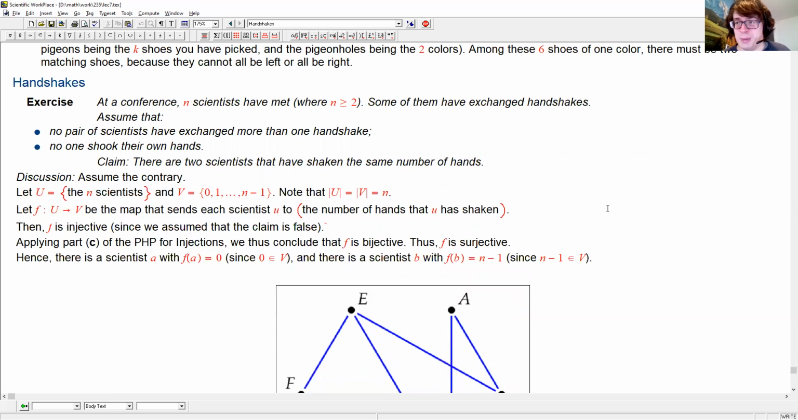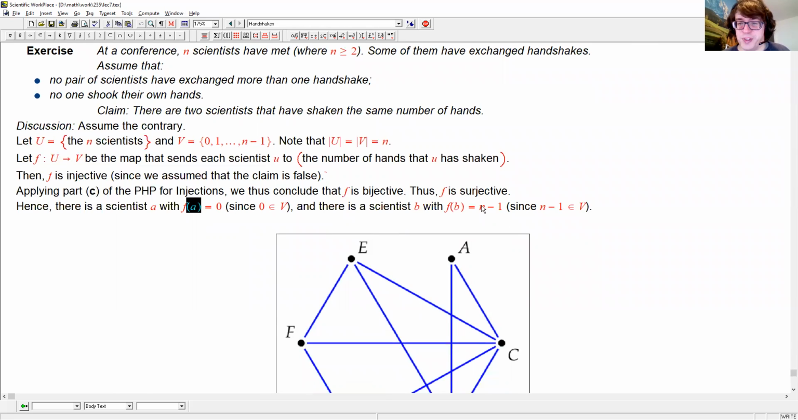You can regard this as the extremal principle because A has shaken the least number of hands and B has shaken the most number of hands. But we don't need the extremal principle to do this. These are two elements of V, and the map is surjective, so it must take the value 0 somewhere and it must take the value n minus 1 somewhere. Next, this is a subtlety. People sometimes forget about it. We need to know that the scientists are different because their handshake behavior is different. Because n is at least 2, 0 is not n minus 1, so their f values are different, and therefore they're different.